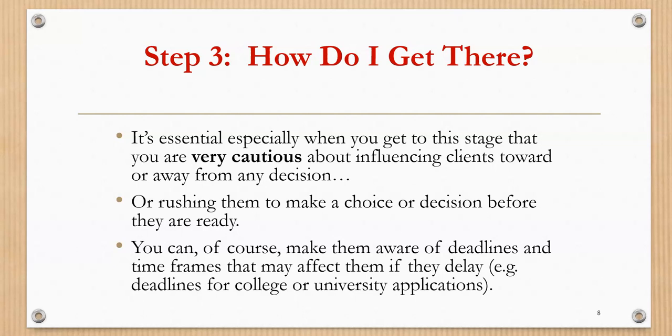And if they need more time, then you need to slow down and give them the time that they need. You can, of course, make clients aware of deadlines and timeframes that might affect them if they delay. If you start talking with them in mid-December about going to school the following fall, then you need to be aware, for example, if certain colleges or universities, if the deadline is February 1st, to apply for those programs in the fall, then you need to ensure that the client is aware of those types of timeframes.